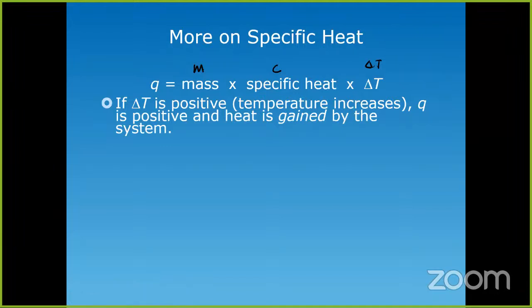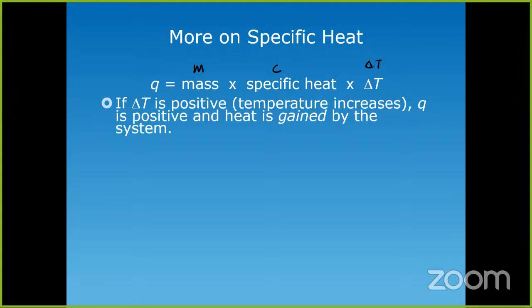When you're using this equation, you have to be careful about the sign associated with some of the terms, especially when it comes to heat and the change in temperature, right? As stated here, if delta T is positive, that means that Q is positive, because the mass and specific heat are always positive. So if delta T is positive, that means Q is positive.